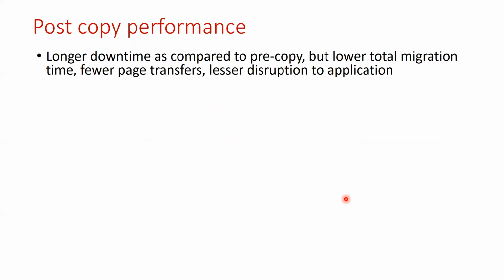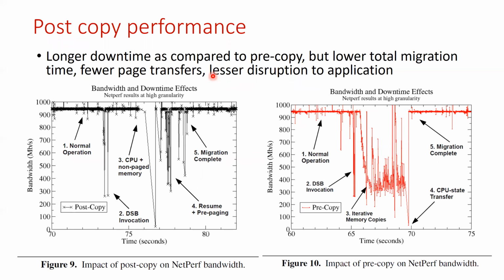So now that we've seen the technique of post-copy, how does its performance compare to pre-copy? You would normally expect that post-copy may have a longer downtime, because there's a lot more memory that has to be transferred in that initial stop and copy phase. But the total migration time and the number of pages transferred can be lower, because you're avoiding multiple transfers of the same page. Right, so here the post-copy paper has a few results.